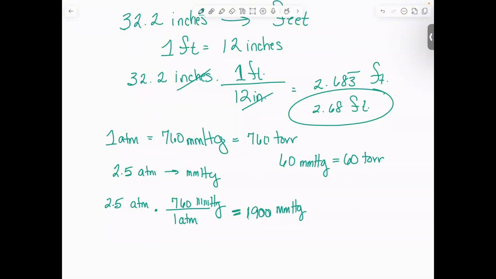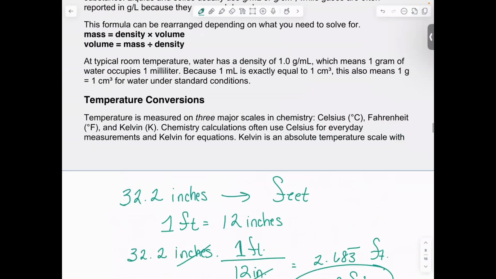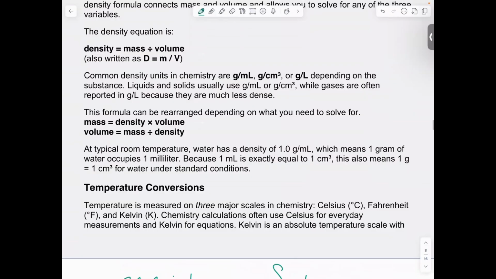This is, in a nutshell, how we convert one unit to another. Again, we did inches to feet. It's a common concept you might see in chemistry, especially in the intro days. And then later on, we'll take atmospheres over to millimeters of mercury or torr. We also have other units like inches of mercury, and you can do pascals as well. So that sums up this particular part of this video.